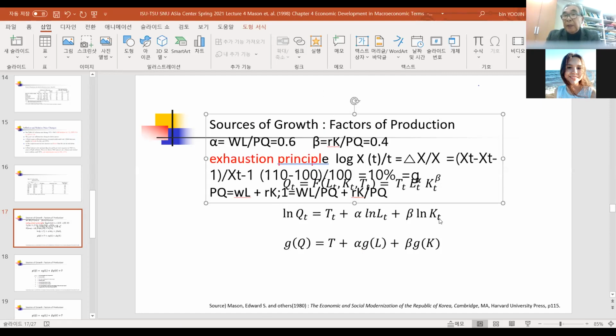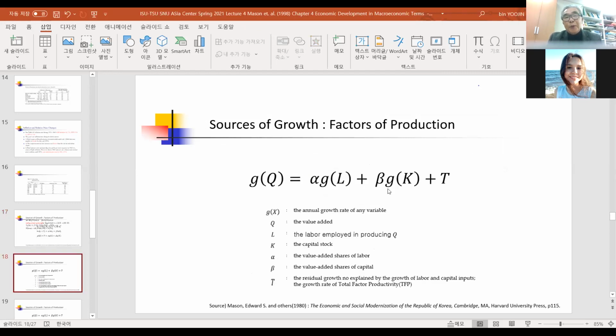That's what it says. ln K_t, growth rate of capital. ln L_t, growth rate of labor. ln Q_t, growth rate of GDP. So you can review your college mathematics notebook, and you know what this equation means. Okay, so the same equation is repeated. So I will give you some numerical example. Always a numerical example helps.